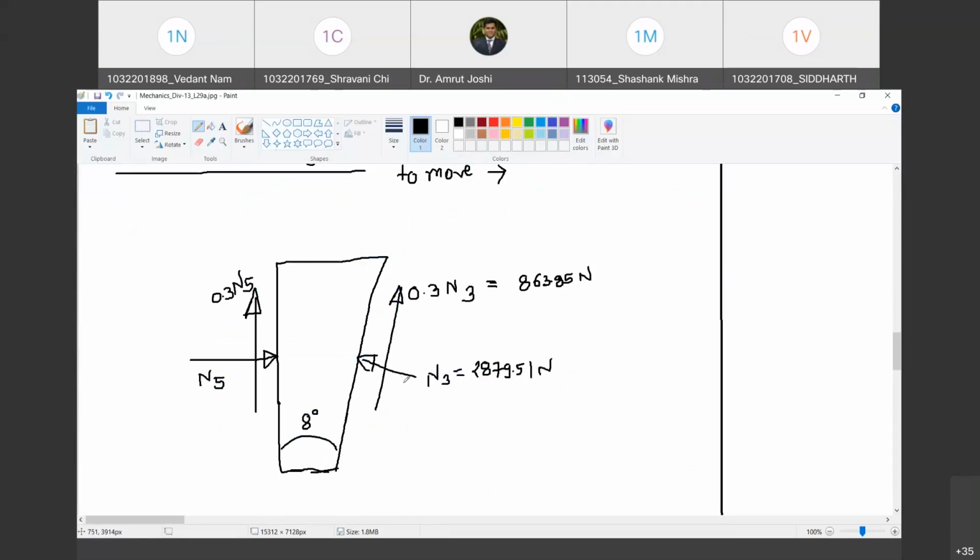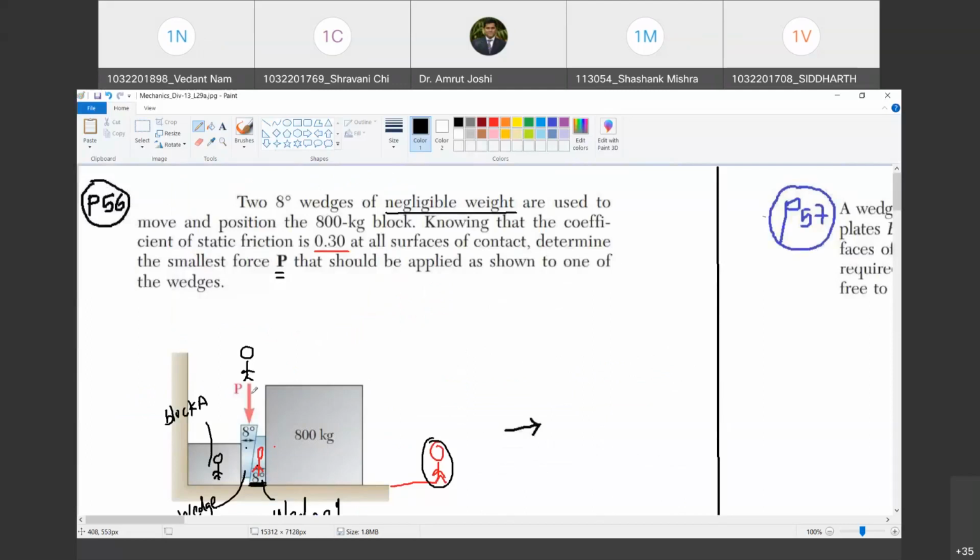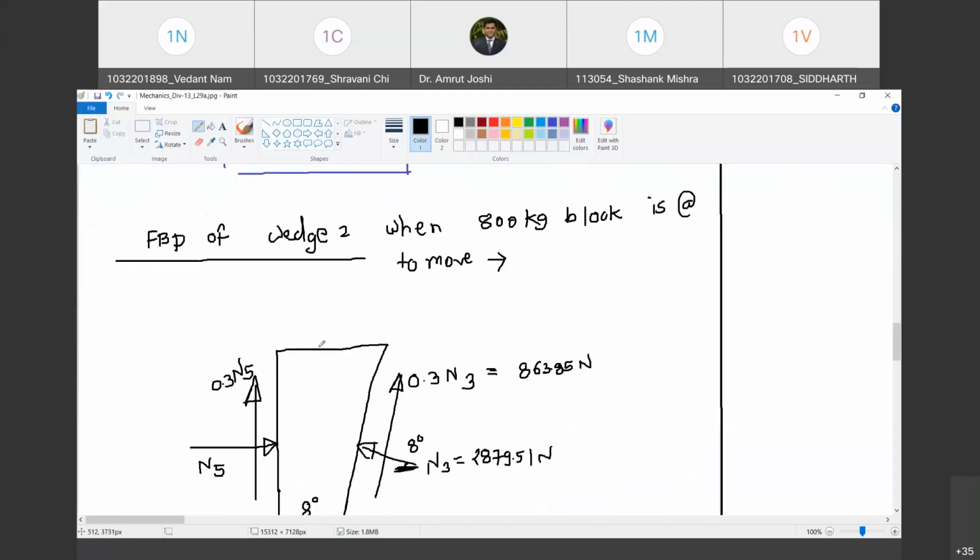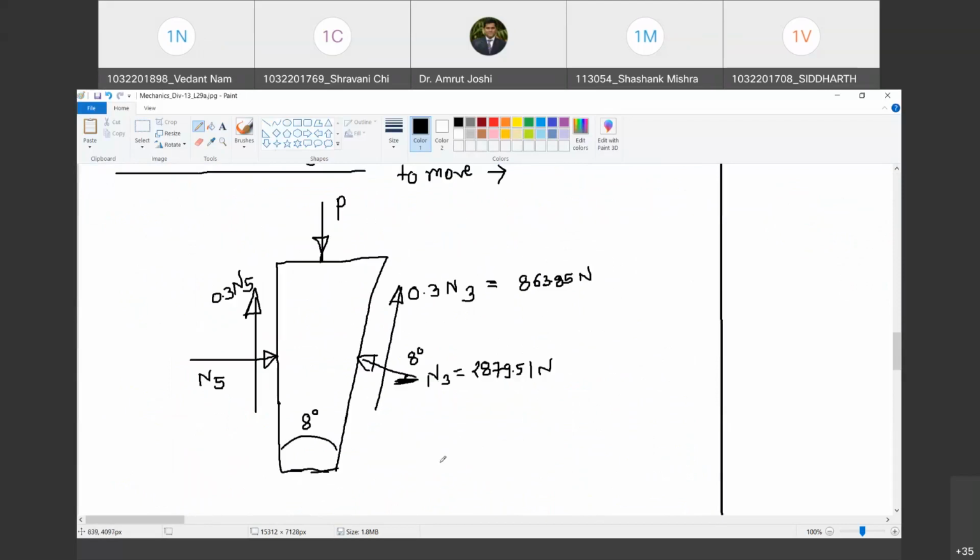What is the angle that this N3 makes with the horizontal? 8 degrees. 8 degrees, because the angle between the lines is the same as the angle between their perpendiculars. If this line is going to make an angle of 8 degrees with the vertical, the perpendicular to this is going to make an 8 degree angle with the horizontal. Happy? Yes, sir. Okay. And what else is missing in this free body diagram? This P needs to be shown. Happy? Yes, sir. So I have shown this P. How many unknowns? Tell me. There are two unknowns, N5 and P, and there are two equations.